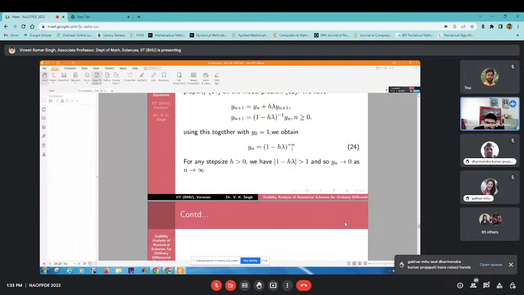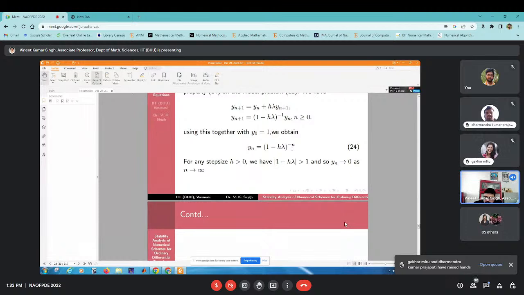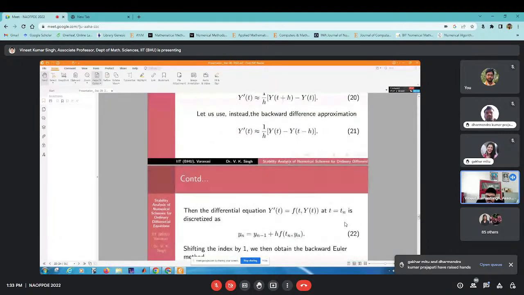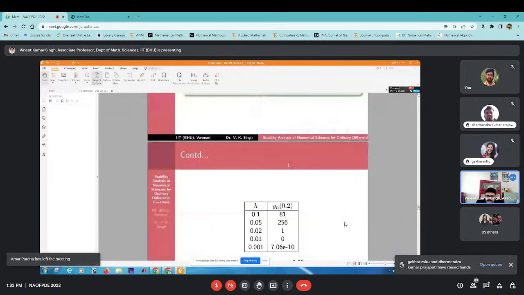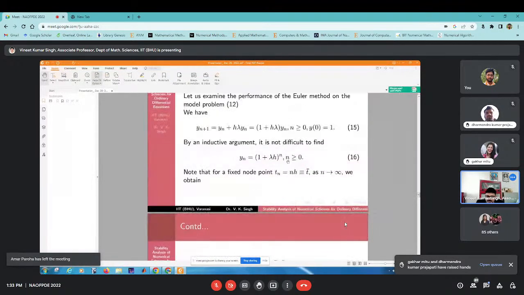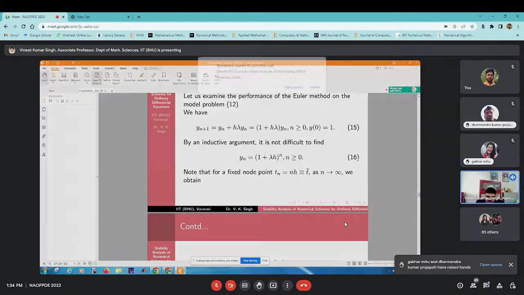Now equation 24 is what? The solution of the given model, the same model which I have done by using the Euler method. If you remember, I received this solution. I will come to the previous slide. Equation number 16 is the solution when I used the plain Euler method, meaning the forward operator I have used.